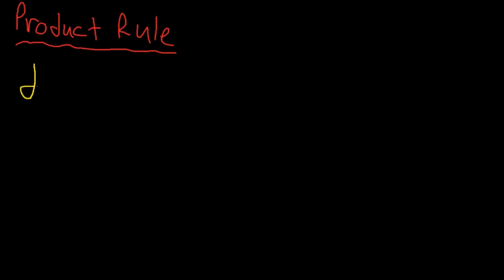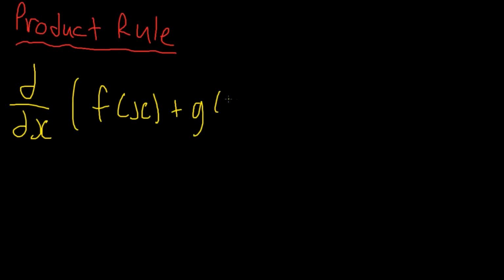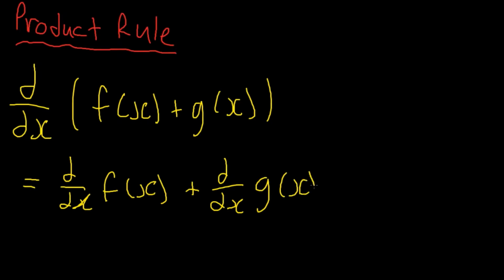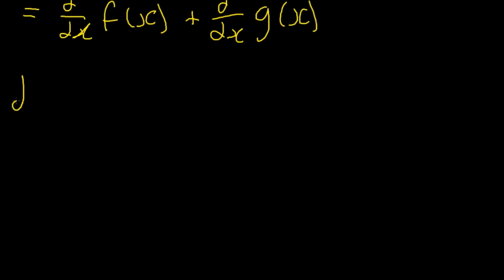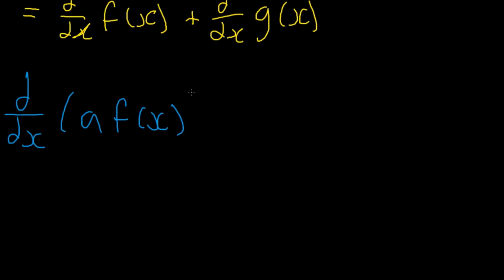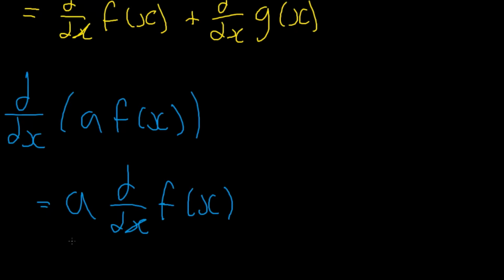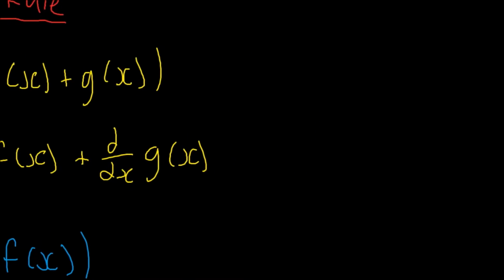Now, we're already familiar with the sum rule, where the derivative of a sum is the sum of its derivatives. And we also know the constant product or scalar rule, where we can factor a scalar out of the derivative entirely. So the derivative of a times a function is a times the derivative of that function, where a is just a constant like 2, 3, pi, etc.